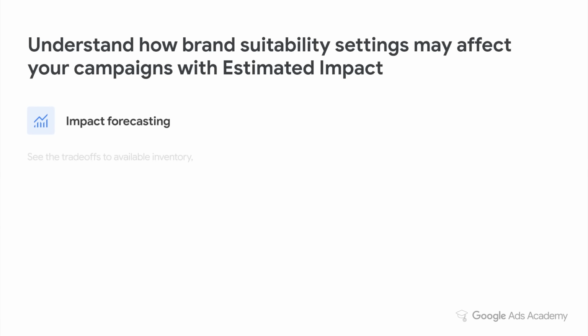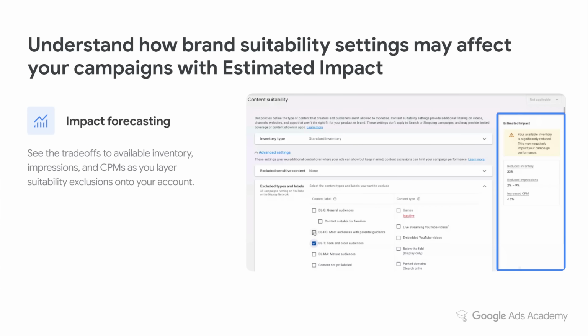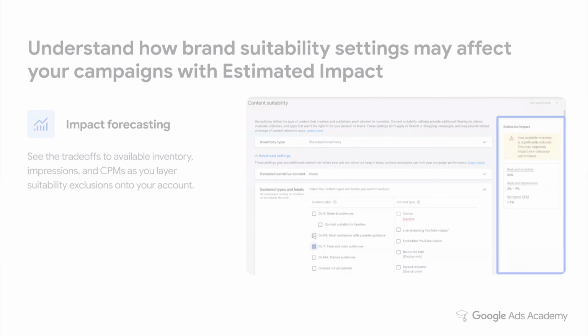We also have the tools to help you with forecasting. As you apply more exclusions, it could restrict the available inventory, CPMs, or impressions. We want to help make the decision-making process easier for you. So our estimated impact feature gives that visibility into how your suitability settings might impact your performance.